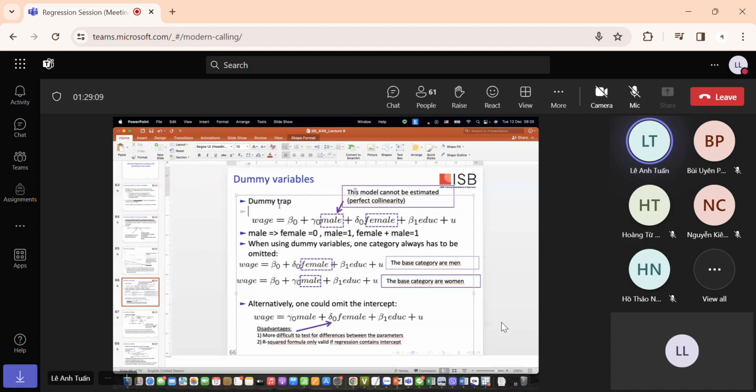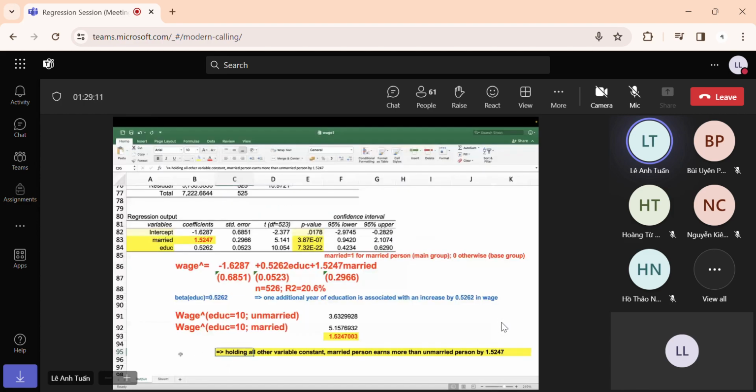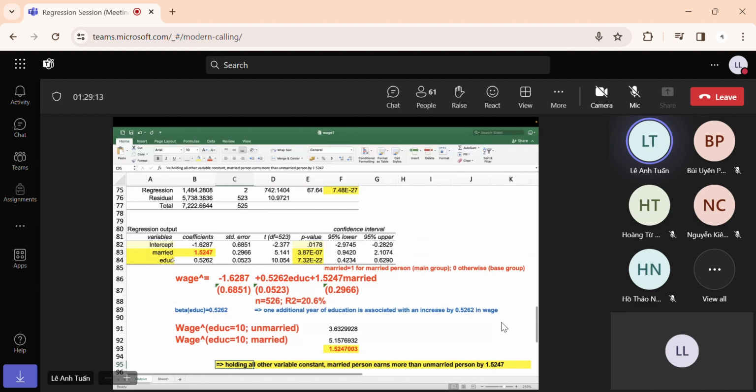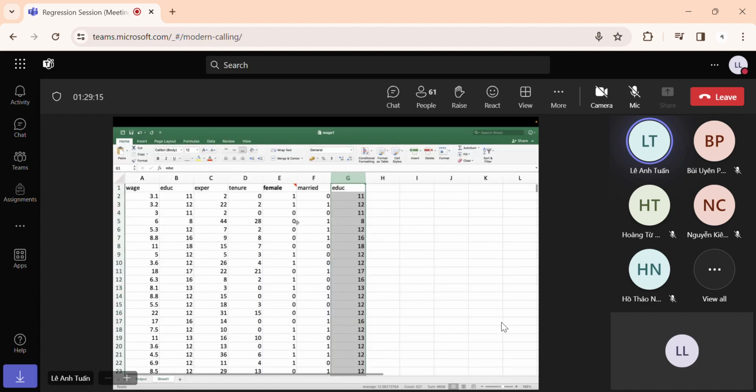For example, in this model we have marriage and education. You already defined marriage equal to 1 for the married person and 0 for the unmarried person. If you have another way to define the dummy variable, for example unmarried, you define unmarried equal to 1 for the unmarried people and 0 for the married people.